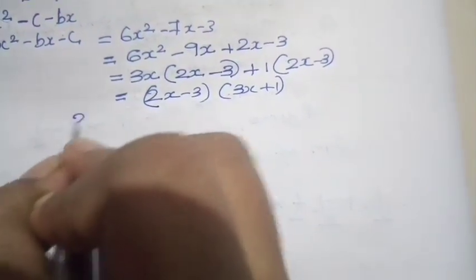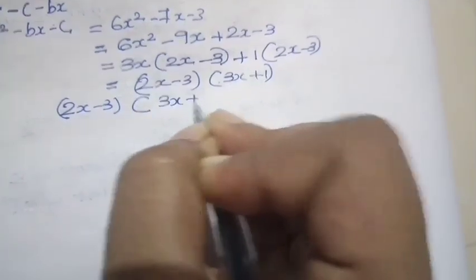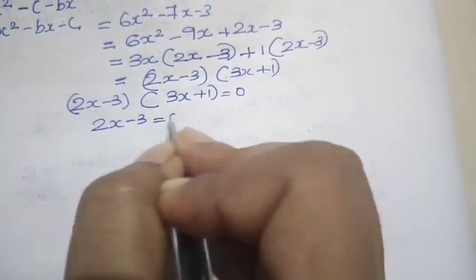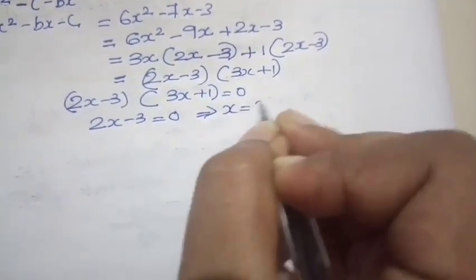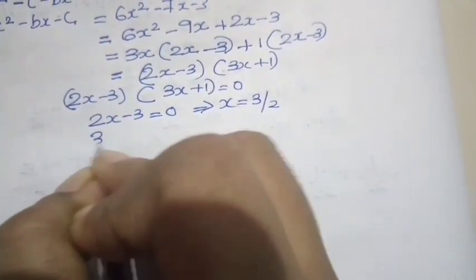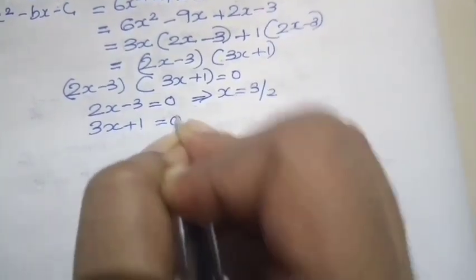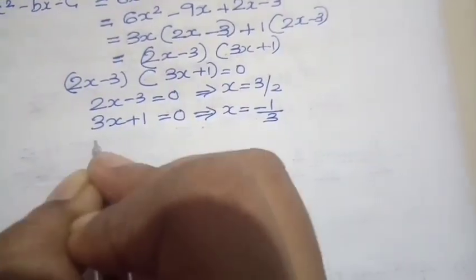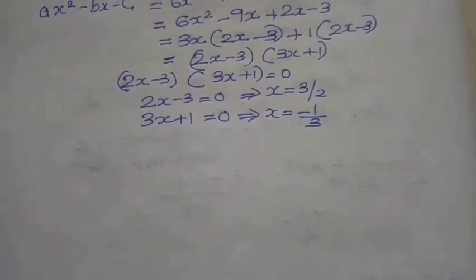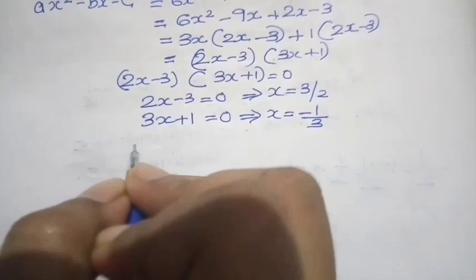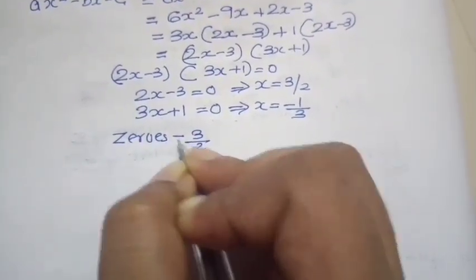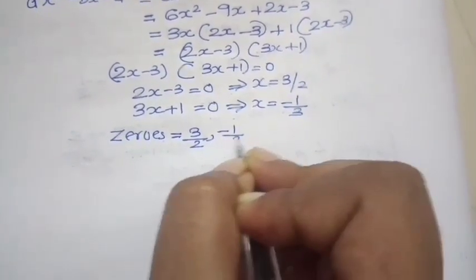So to find the zeros, equate this to 0. Equating this to zeros, we will get 2x minus 3 equal to 0, which implies x equal to 3 by 2. Then 3x plus 1 equal to 0. This implies x equal to minus 1 by 3. So we have got two zeros here. What are the two zeros? So we can write the zeros to be 3 by 2 and minus 1 by 3.